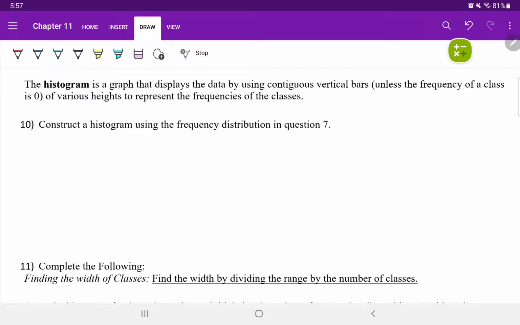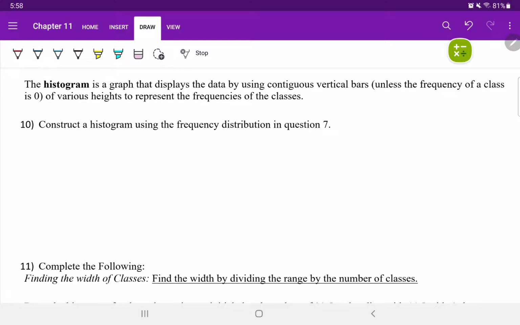Now, what is a histogram? A histogram is the most common type that we're going to use. A histogram is a graph that displays data by using contiguous vertical bars, unless the frequency of a class is 0, of various heights to represent the frequencies of the class. It's a bar graph, basically. So for number 10, we're going to construct a histogram using the frequency distribution in question 7.